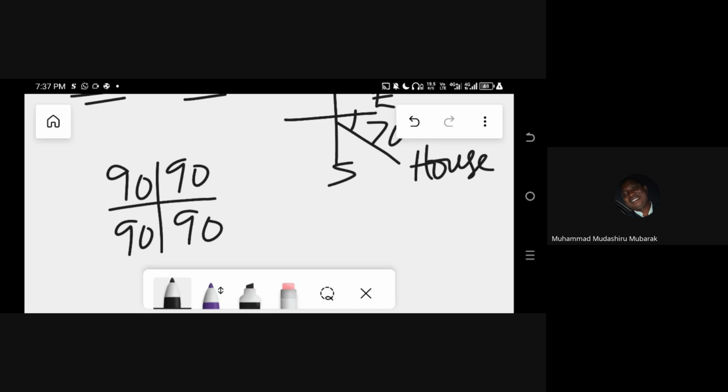Now, your angle must be touching the north or it must be touching the south. Before you can pick that angle, the southeast is correct, but that angle must be touching the north or it must be touching the south.